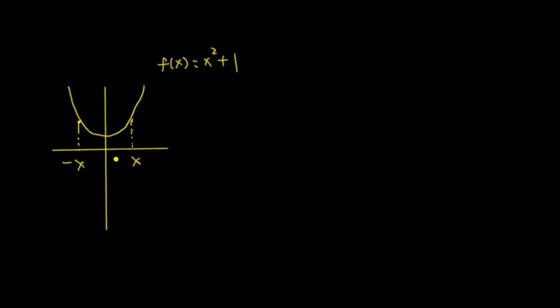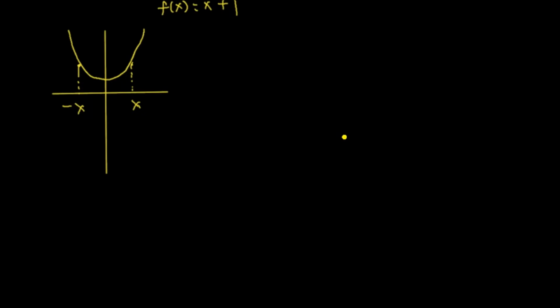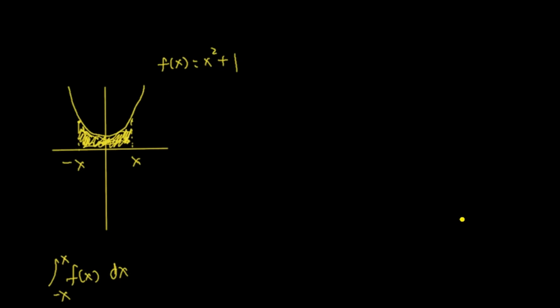If I integrate f at x dx, using the lower limit and upper limit, negative x and x, I will evaluate at x and negative x. What am I getting? I'm getting the area of this region here. It's whatever is above the x-axis until the function. I'm getting the area of this region here. Okay, let's look at the second scenario.